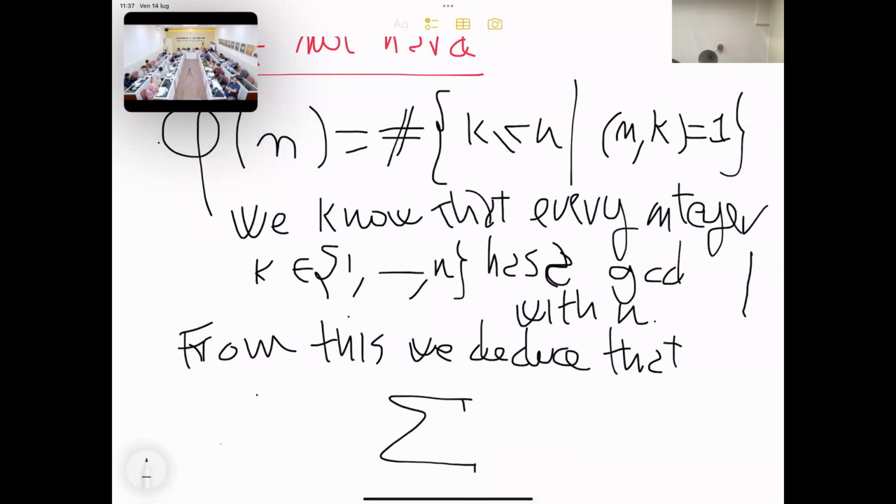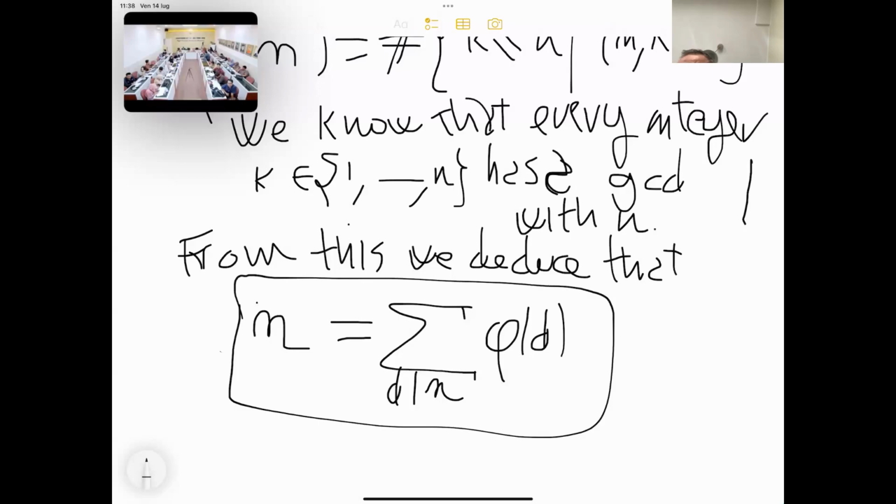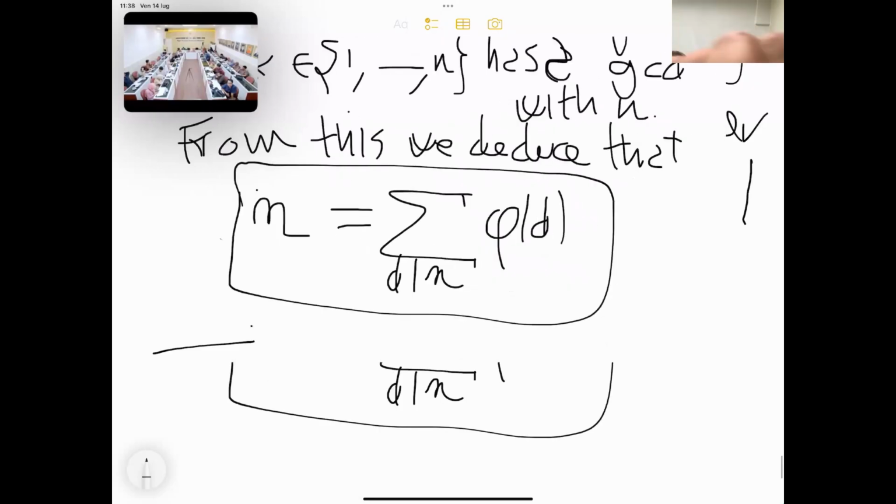if I take the sum for d dividing n of phi of d, this is counting the integers which have GCD with d equal to 1. It's quite simple. I don't know whether you covered this in other classes, but it is very simple to show that this is equal to n.